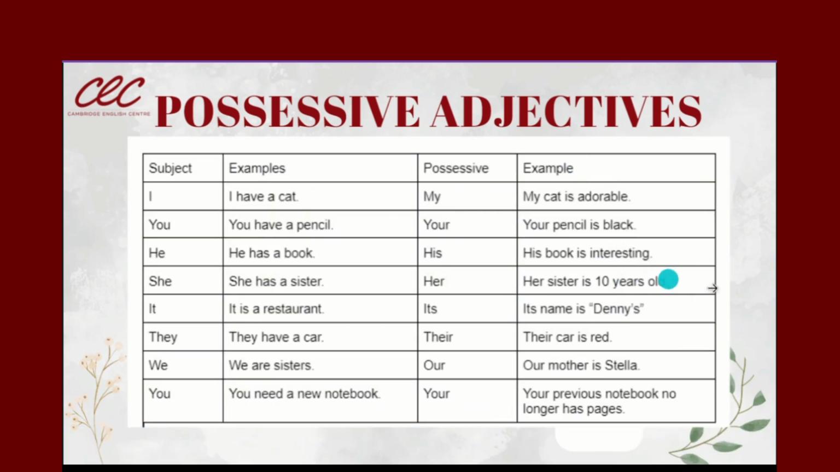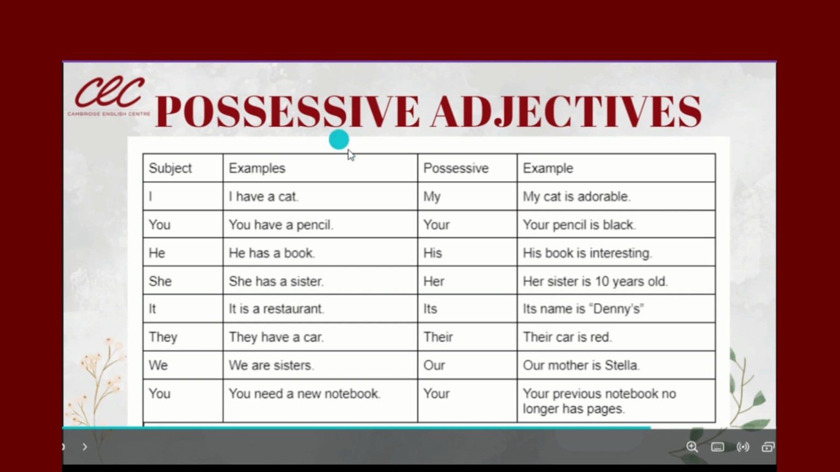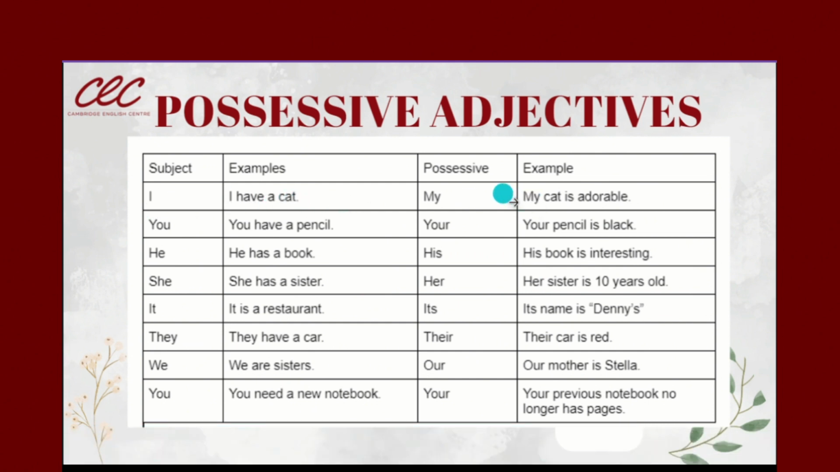Let's go to an example, okay? Let's move to an example. Here we have the subjects or personal pronouns and some examples and the possessive ones, okay? So, I have a cat. My cat is adorable. My cat. Okay, whose cat? Mine. My cat. You have a pencil. Your pencil is black. He has a book. His book is interesting. She has a sister. Her sister is 10 years old.